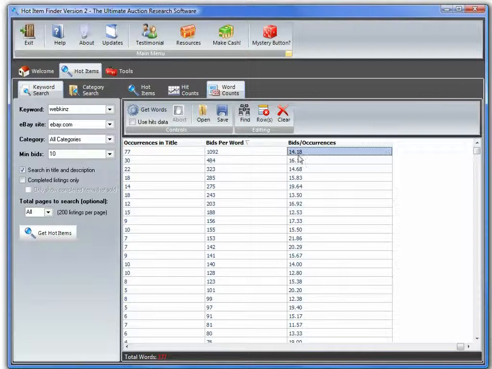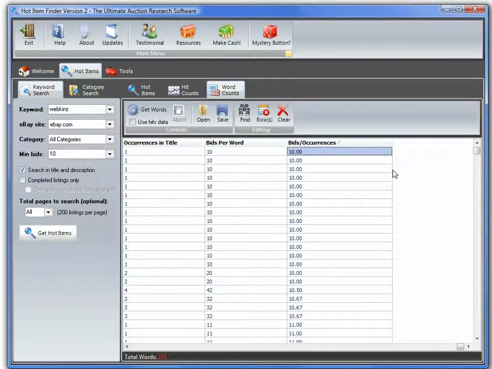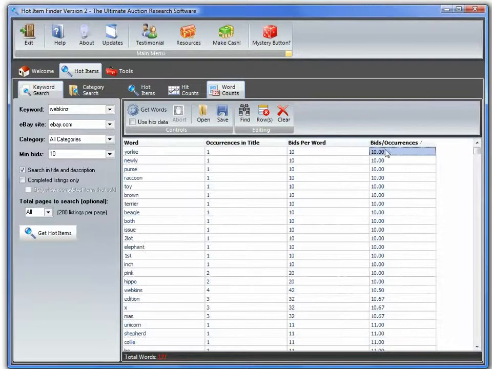And to do that, what you do is you just divide the two numbers. So if you just sort right here, the idea here is that the smaller this number, which is the bids divided by the occurrences, the more valuable this particular word would be. Like look at this word, Yerke. It only occurred once, but it got 10 bids for that corresponding title. That tells you that that word could be potentially valuable.